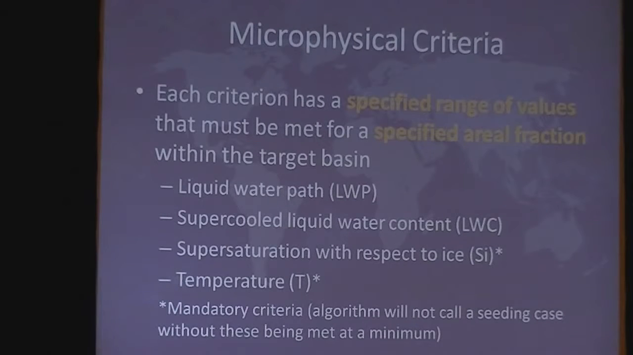So I mentioned those sets of criteria that this real-time decision-making algorithm uses. The first is just based on microphysical criteria, things that you would expect to be in place for silver iodide seeding to be efficient. Each of these criteria has a specific range of values that must be met, as well as a specified areal fraction over each of those white boxes that those values must be met for. This latter criteria is fairly ambiguous at this point.